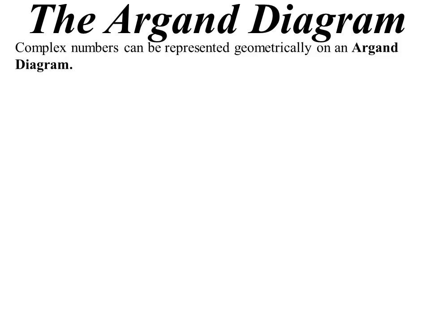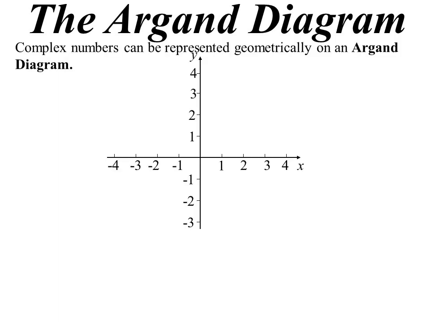The Argand diagram is what we're going to look at. We know we can place real numbers on the number line, but how do we visualize complex numbers? And that's where we have the Argand diagram. It looks very familiar. It looks just like the Cartesian number plane.